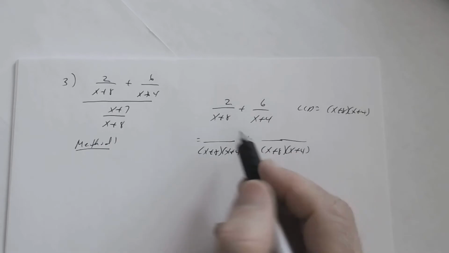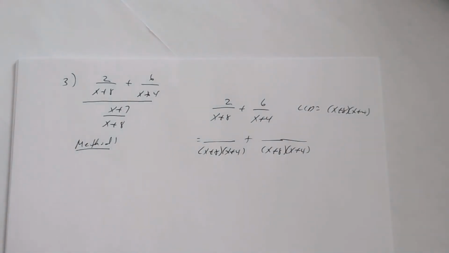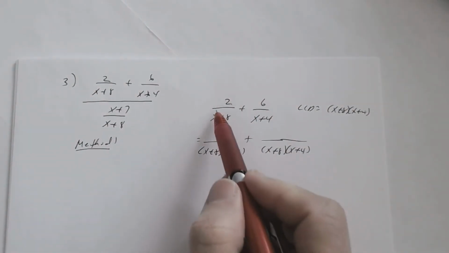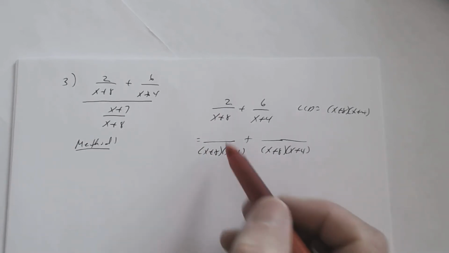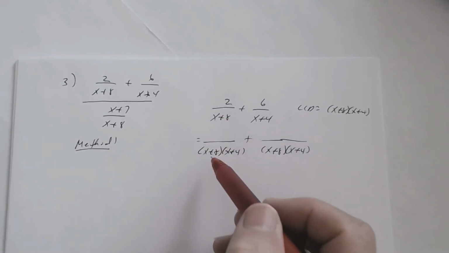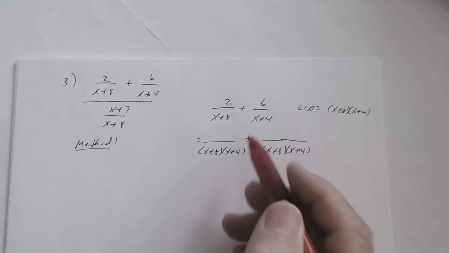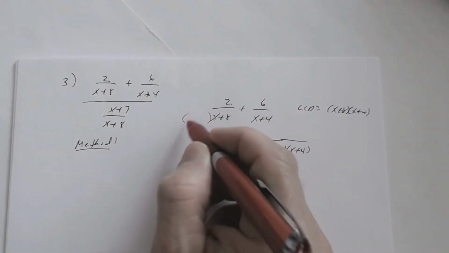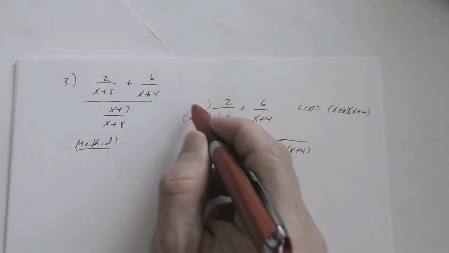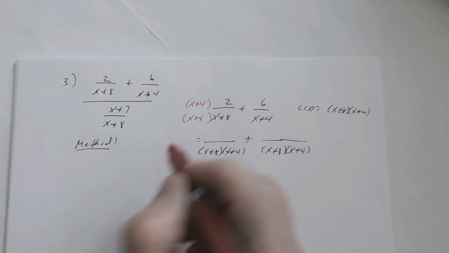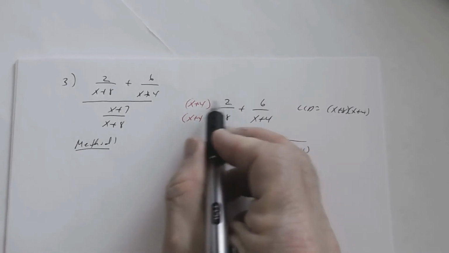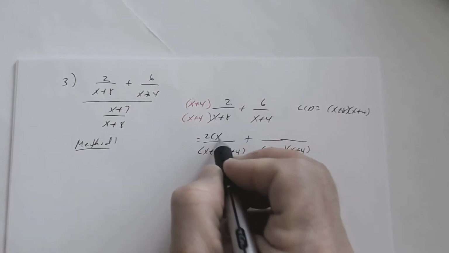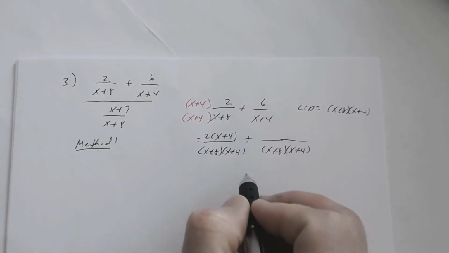Now I'm going to write equivalent fractions. Looking at this rational expression, I want an equivalent fraction that has this denominator. I have the x plus 8 factor. Which factor am I missing? The x plus 4. So I have to multiply this by x plus 4, but what I do to the denominator, I do to the numerator. So my numerator here is going to be 2 times x plus 4. Make sure you put parentheses around x plus 4.